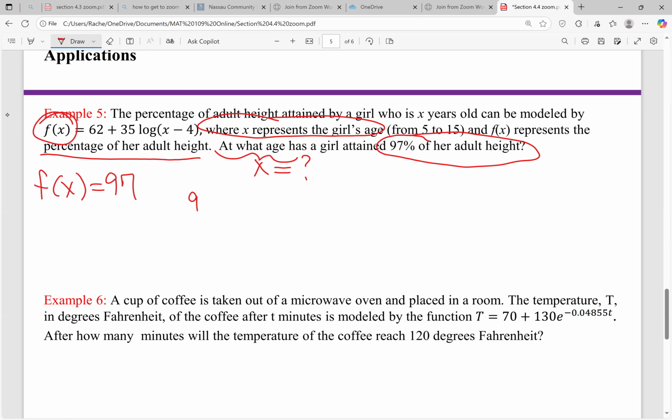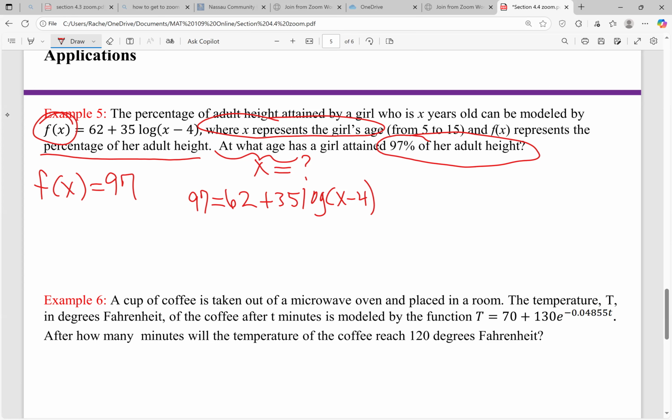So we would have 97 equals 62 plus 35 times the log of x minus 4. So now I only have one unknown in this equation. It's x, right? And that's what we want to solve for, the age of a girl who's attained 97% of her adult height. So we set the equation equal to 97, and now we have to solve for x. And this is just what we were doing in the similar questions above. So we have a log equation. We want to solve for x. There's only one log statement in there. So let's isolate it. Let's get it by itself.